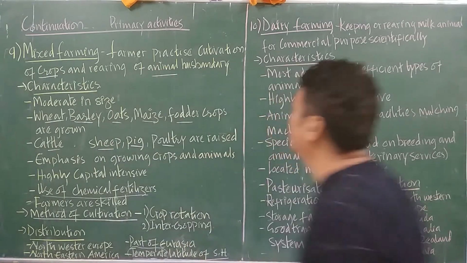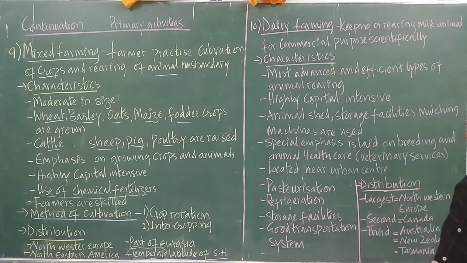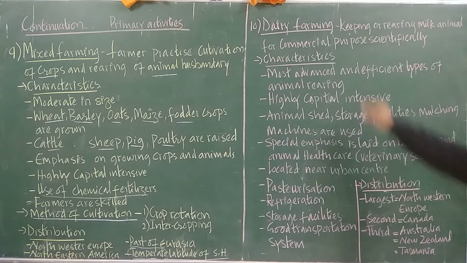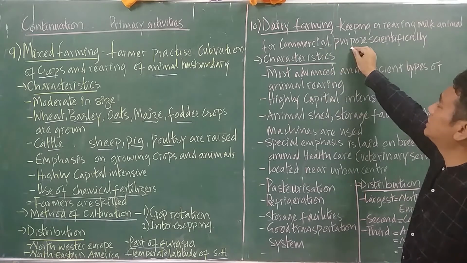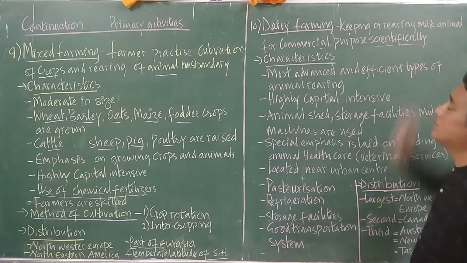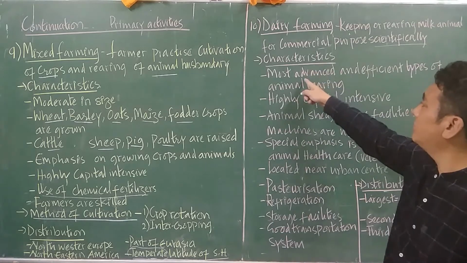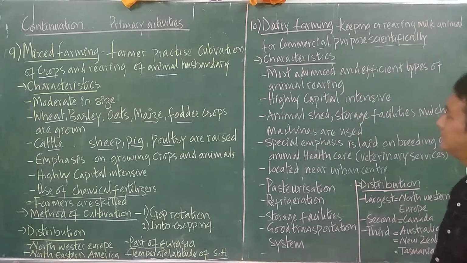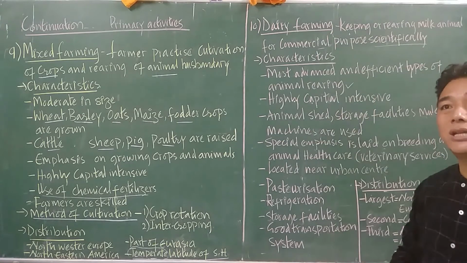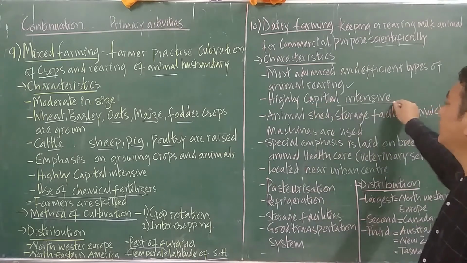Then let's come to the next one. Dairy farming is keeping or rearing milk animals for commercial purposes, scientifically. Its characteristics: it is the most advanced and efficient type of animal rearing, and highly capital intensive.